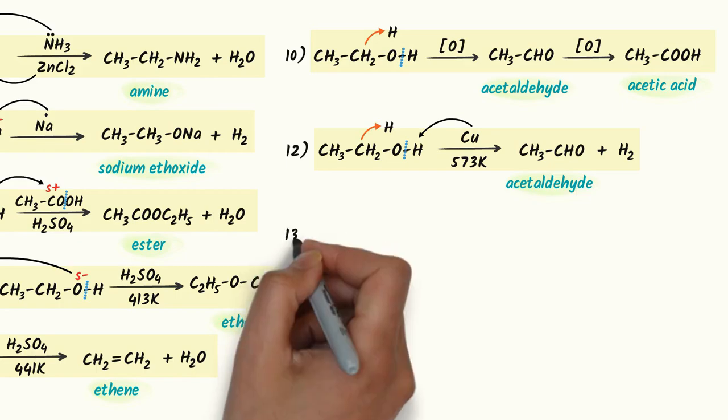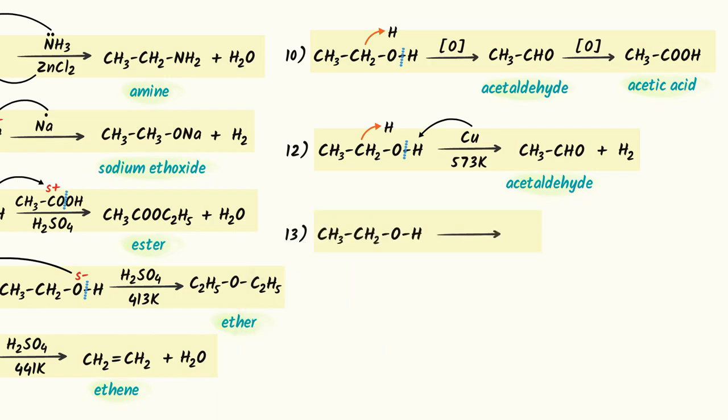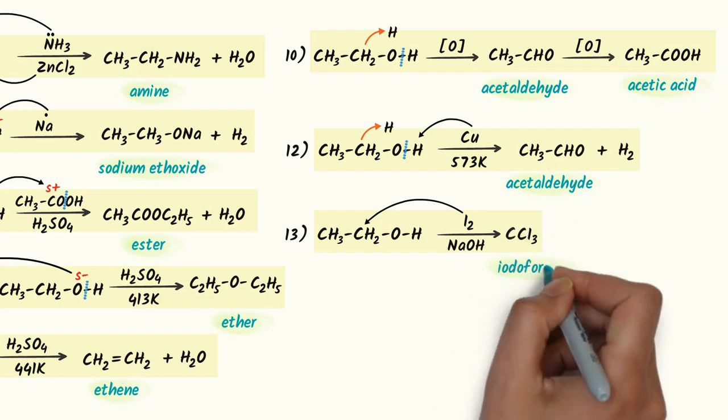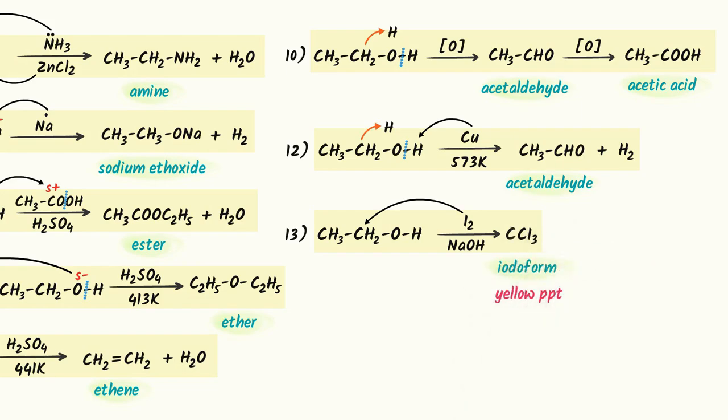Finally, the 13th reaction is the iodoform test. I take iodine and sodium hydroxide. The iodine attacks the carbon next to the OH group and replaces its hydrogen. This makes the molecule unstable. The sodium hydroxide then attacks the positive carbon and the molecule breaks apart. As a result, a bright yellow solid called iodoform is formed. It is a test to identify ethanol in any liquid.